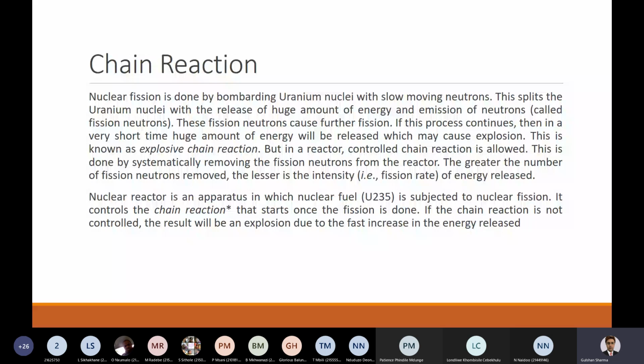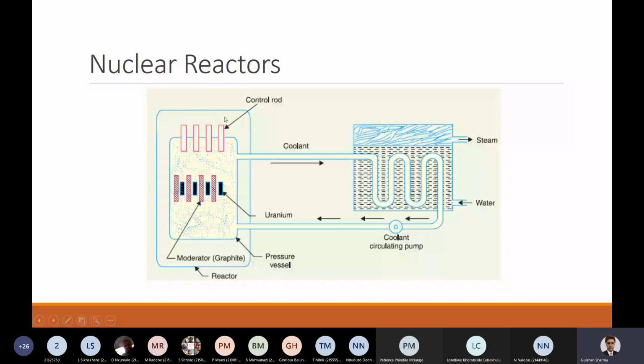It is done by systematically removing the fission neutrons from the reactor. The greater the number of fission neutrons removed, the lesser is the intensity of the energy release. How is it done, guys? You can see that here are the control rods. These are made of cadmium, and cadmium has the property of absorbing neutrons.